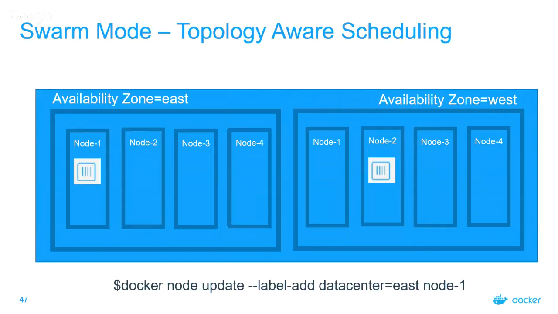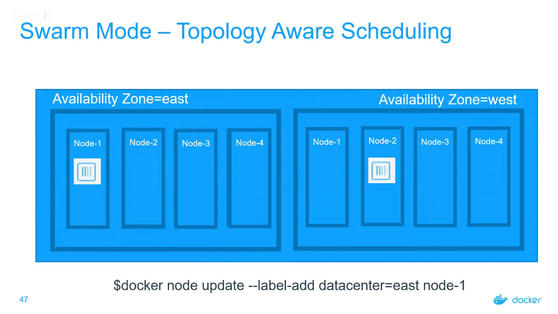So in Docker Swarm mode, they have introduced a kind of topology aware scheduling where, suppose in one availability zone you have one instance of a service running and the other instance is running in node 2, and if the whole zone goes down, you won't be able to access it. So to implement it, you run docker node update --label-add datacenter=east node1.